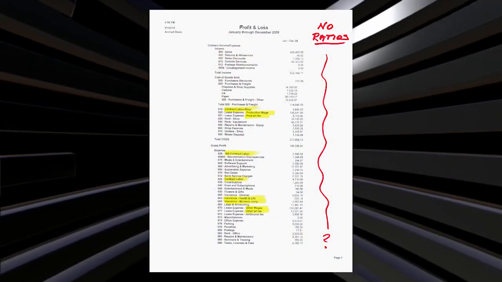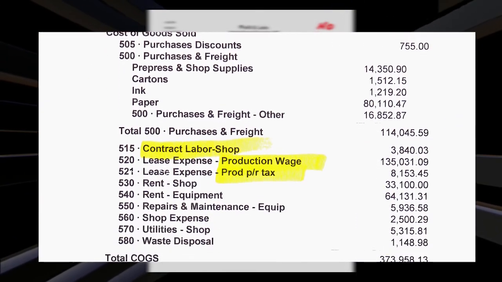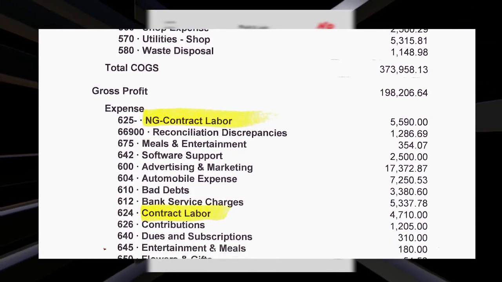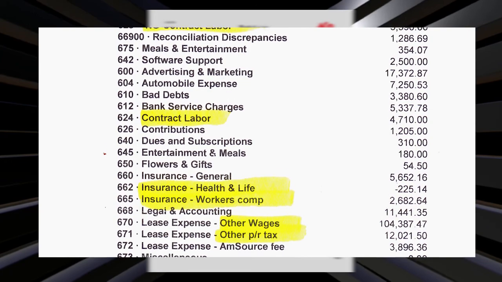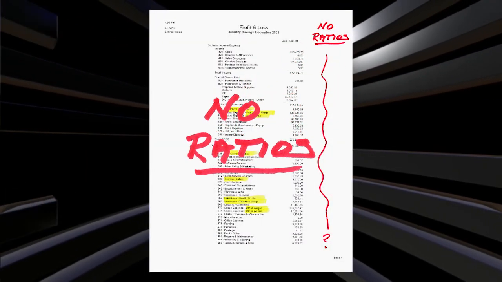Now let's take a look at another set of financials provided by one of my clients, and I was doing a valuation for him. This was his financial statements. Once again, he's got payroll, labor costs, direct labor, contract labor, production wages, contract labor down here, outside insurance, health insurance, workman's comp. He's got these expenses all over the place. What's missing? No ratios whatsoever on his financial statements. This is a gentleman who can't really tell me what his expenses for total payroll costs are.